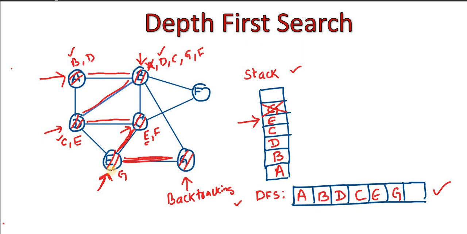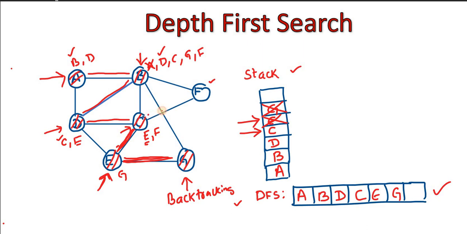D is already visited, C is already visited, and G is also already visited. That means again you have to apply the backtracking. So you have to remove the top of the stack, that is E. Now C is present on the top of the stack. So again you have to go back to the vertex C and apply the process. If you observe carefully, for C there are 5 adjacent edges. Among these 5, already 4 are visited and F is not visited.